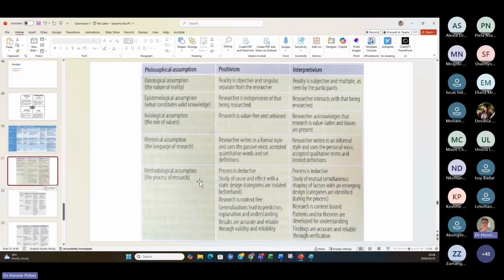And then methodology. Here we look at moving from the general to the specific. So we take a theory and we try and test that theory within a specific context. In terms of inductive, here we move from the specific to the general. And the specific would be perceptions, fears, concerns, etc., and we create a generalized view of that. So, in terms of methodology, deductive versus inductive.